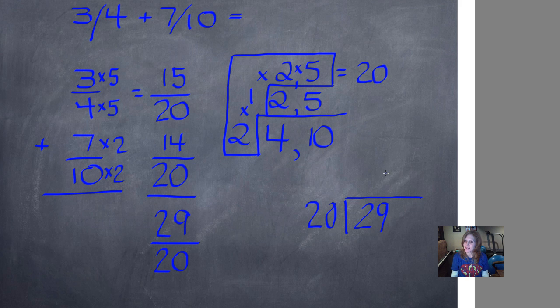20 goes into 29 one time. 1 times 20 is 20. 9 minus 0 is 9, and 2 minus 2 is 0. I have nothing else to bring down, so this is my remainder.